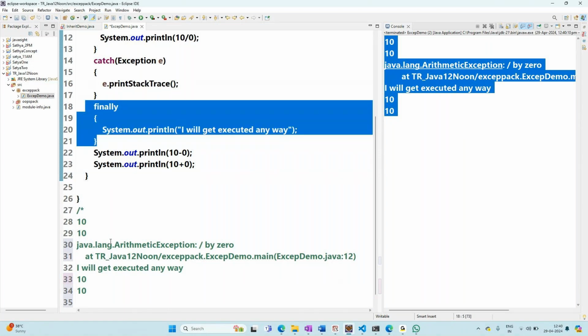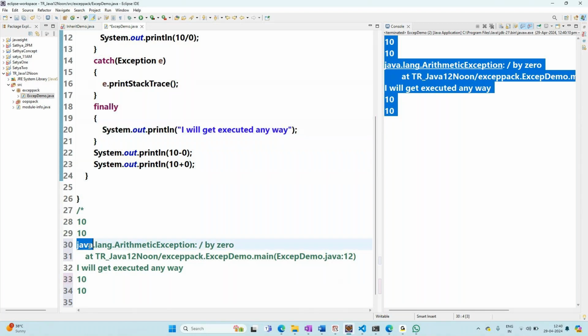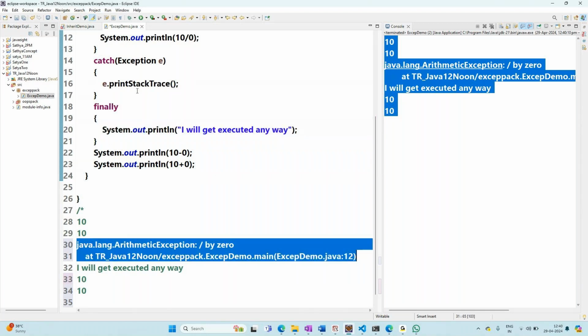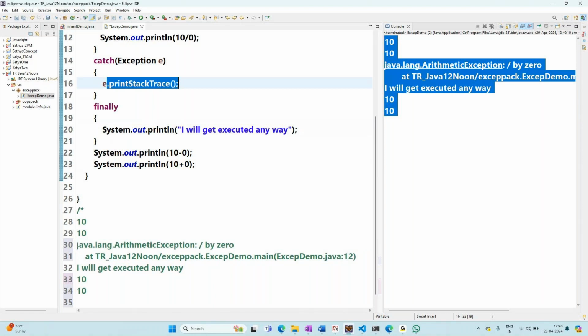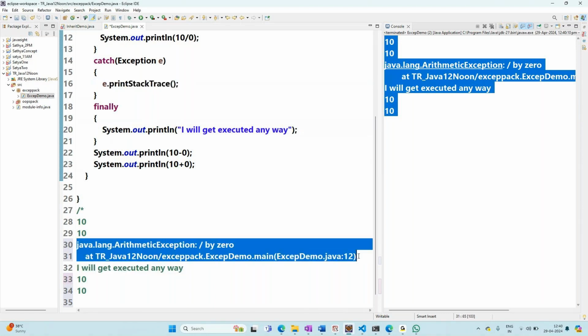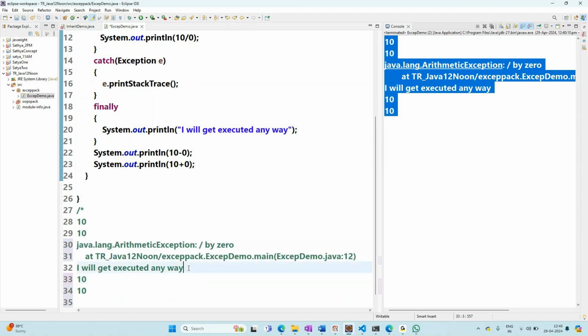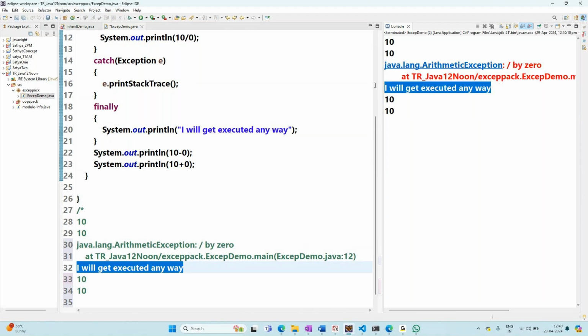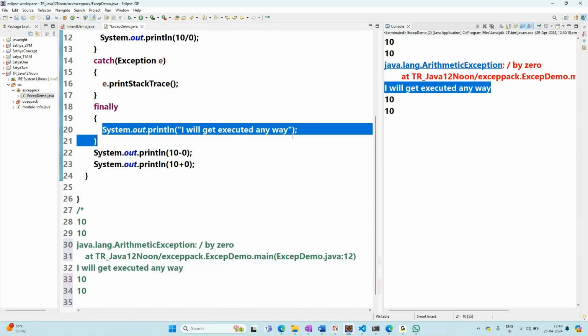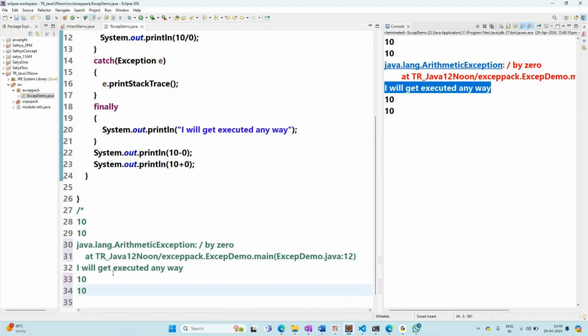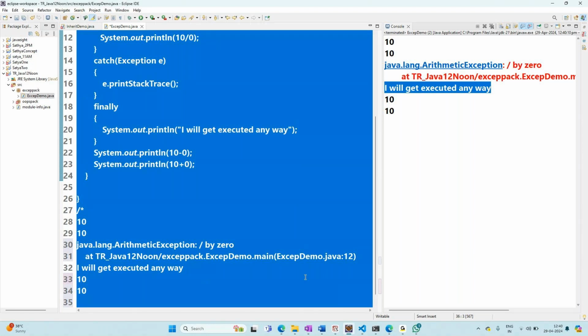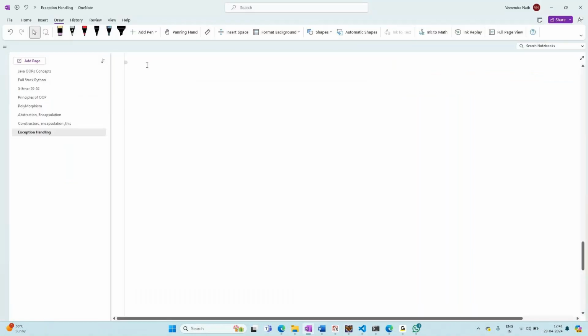Okay, so you're looking at the printStackTrace, where you're getting the information of the exception, as well as this particular thing. So what is that? I will get executed anyway, which is written in the finally. Okay, so that's how we are looking at try, catch, and finally.